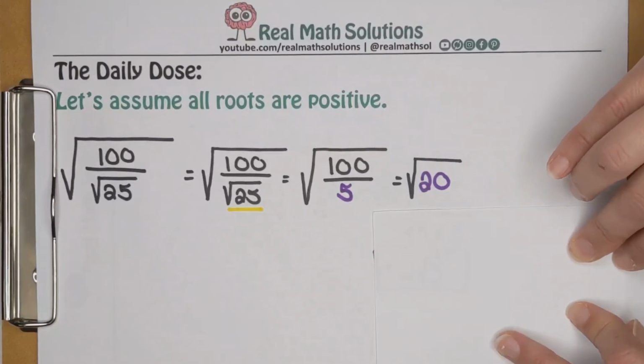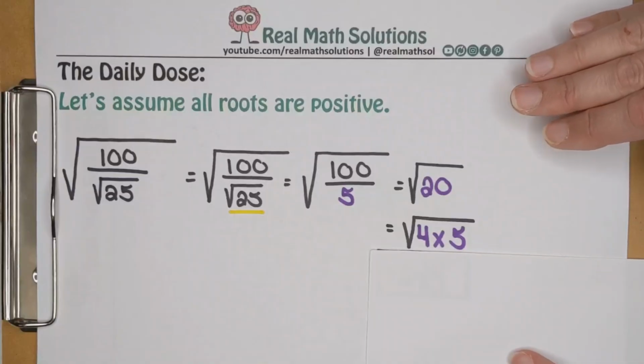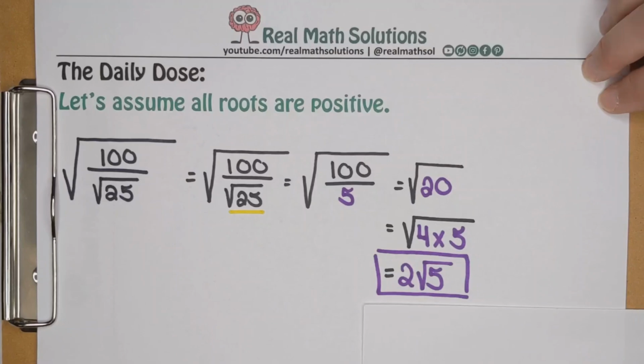The square root of 20 isn't a perfect square, but we can simplify it. Square root of 20 can be broken down into 4 times 5. The square root of 4 is a perfect square, which is 2, so in simplest form, our answer is going to be 2 times the square root of 5.